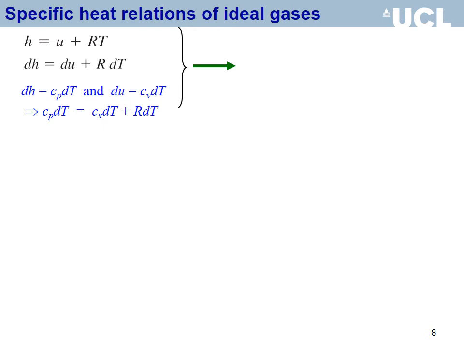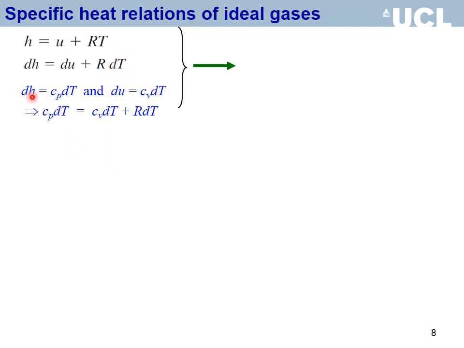What else can we do? Well, we are staying on with ideal gases again. So we have H equals U plus RT. We derived that. We can differentiate this. We can get dH equals du, the derivative of U, plus R, which is a constant, times dT, right?